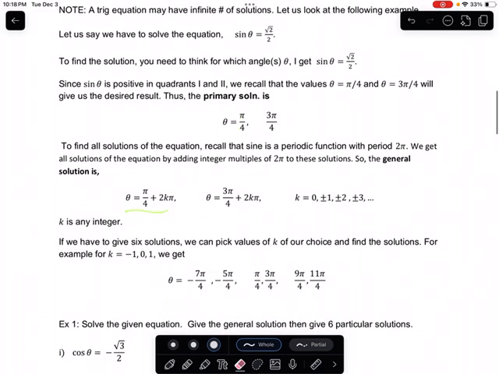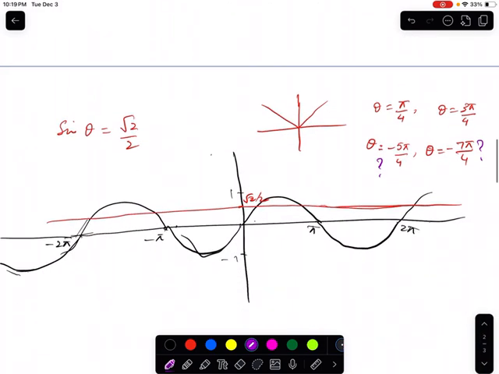So let's say we want to solve the equation sine of theta is equal to square root of 2 over 2. So what comes to your mind? I believe theta is equal to pi over 4 comes to your mind. So this is the solution between 0 and 2 pi. Is there any other? Okay, let's see.